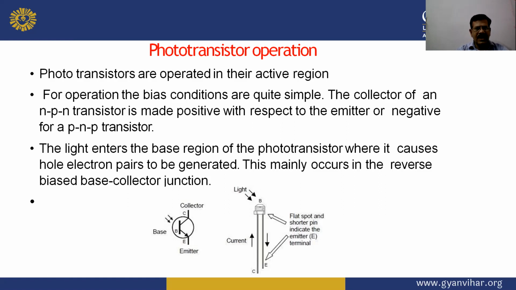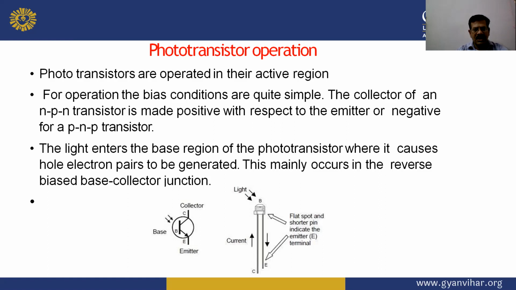The light enters the base region of the phototransistor, where it causes hole electron pairs to be generated, and the generation of hole and electron pairs generates the current that flows in the phototransistor. This mainly occurs in the reverse biased base collector region, because the base and collector junction is in a reverse bias condition. Reverse bias means the positive terminal of the phototransistor is connected to the negative terminal of the battery, and the positive terminal of the battery is connected to the negative terminal of the phototransistor. This is the symbol of the phototransistor, which has three terminals.